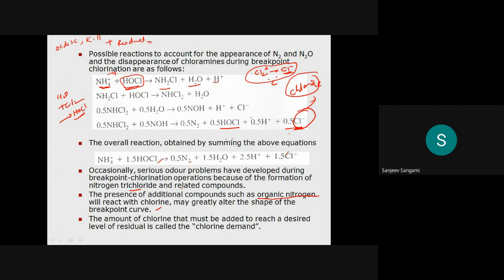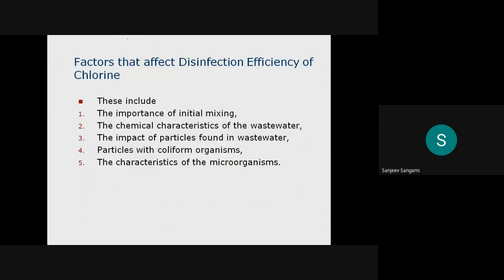Initially, it is going to oxidize the Mn, iron and all those things. In parallel, it is going to kill the pathogens. And we need the residual also. This we can call the total chlorine demand. The factors affecting the disinfection of chlorine we'll discuss in the next class.